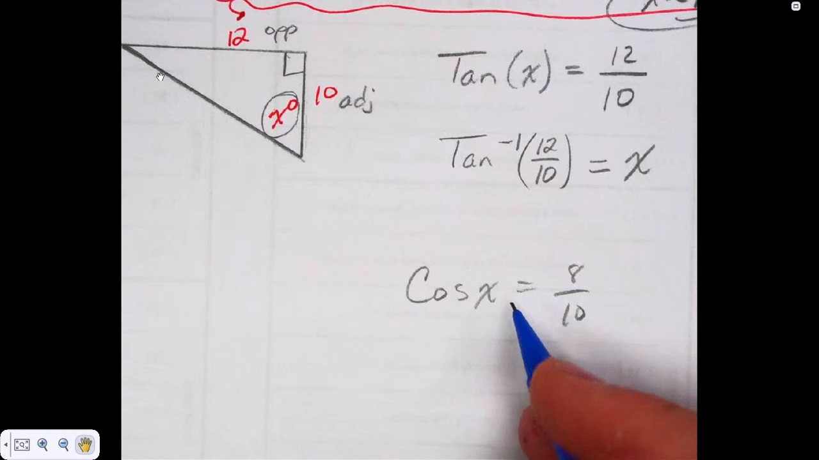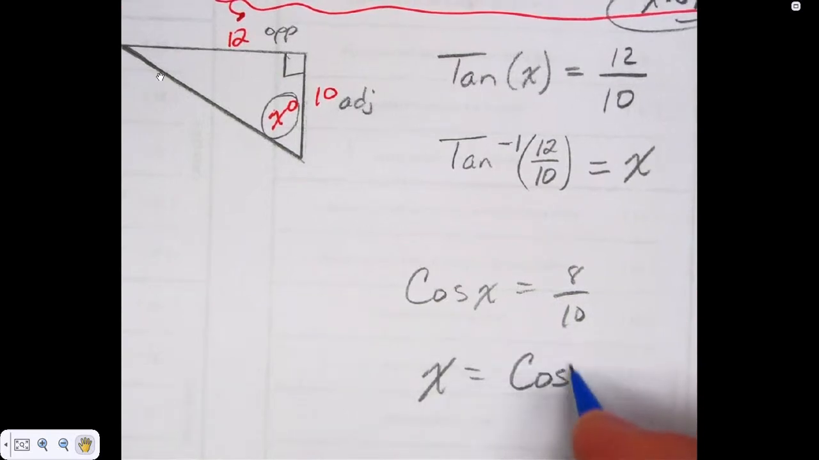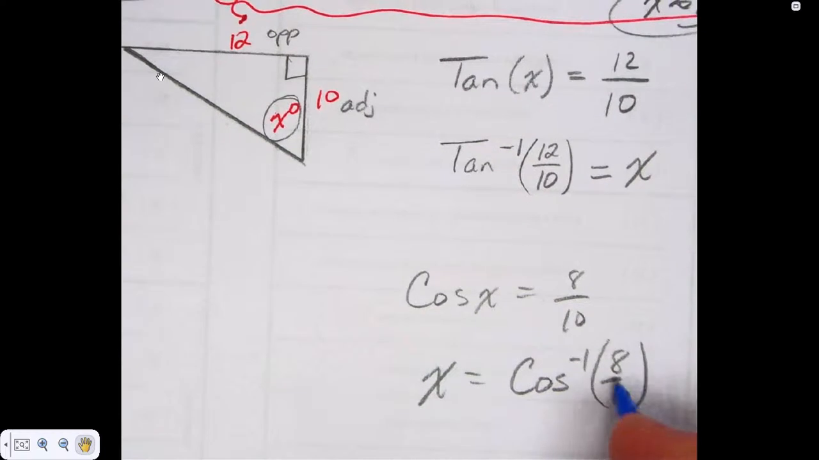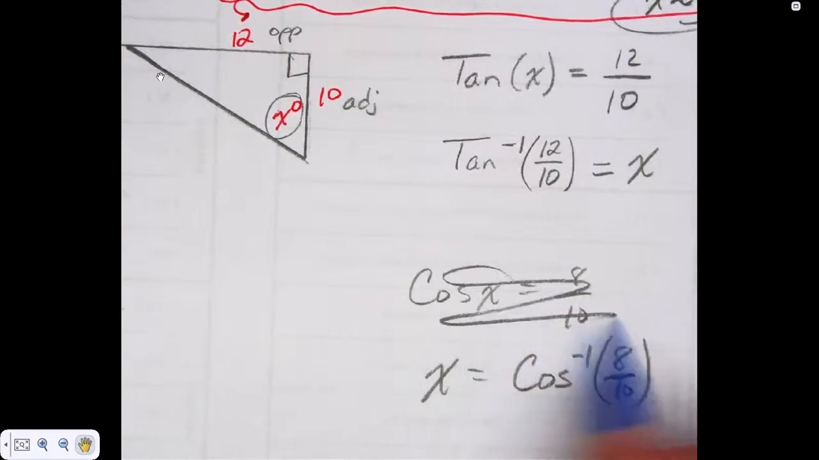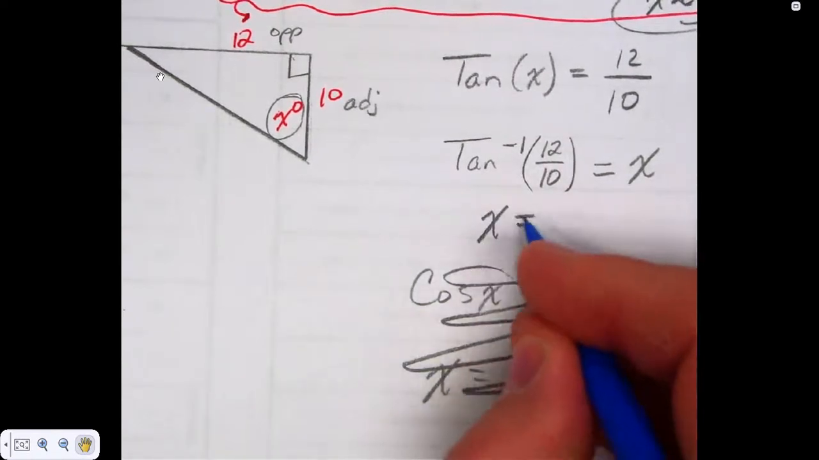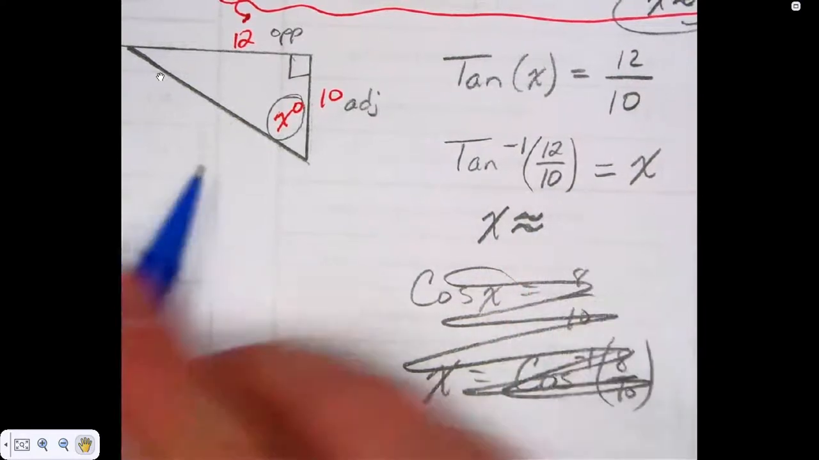So if you had the cosine of x is equal to 8 over 10, how would you solve this one? X would equal what? The inverse cosine of what? Does that make sense? All you've got, now the rest of this is what? Calculator work. And I think in art, they actually ask you to round to the nearest degree.